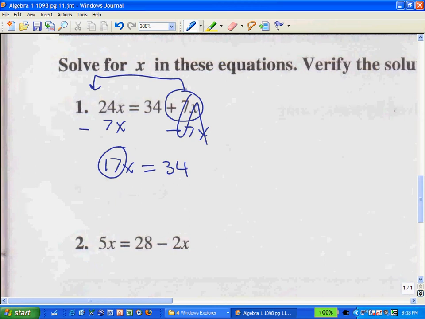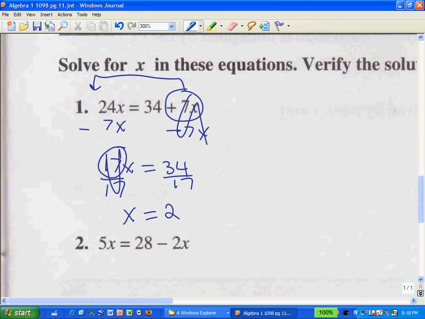So here I'm going to use the opposite operation, the inverse operation of multiplication, which is division, to solve this equation. Well, if you know how to divide, you know that 17 divided by 17 is 1, right? And 1 times x is x, because anything times 1 equals whatever you're multiplying it by. So again, whatever I do to one side, I have to do to the other. So I'm going to divide this side by 17. 34 divided by 17 equals 2.